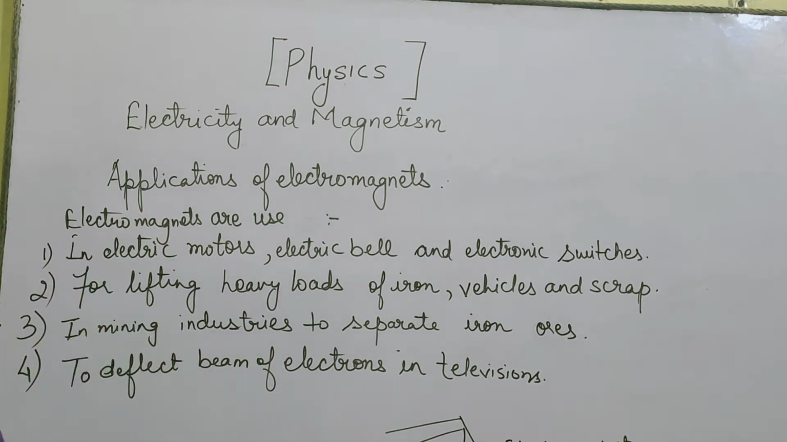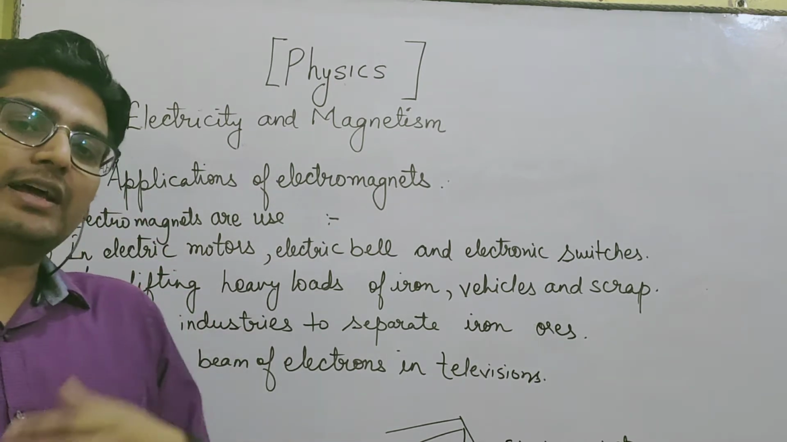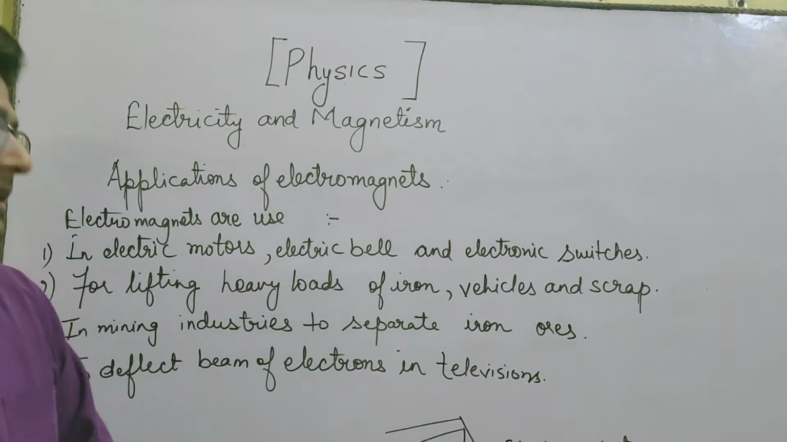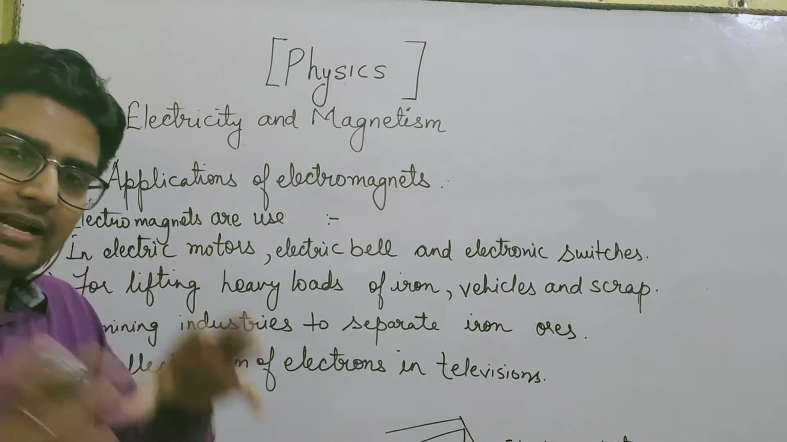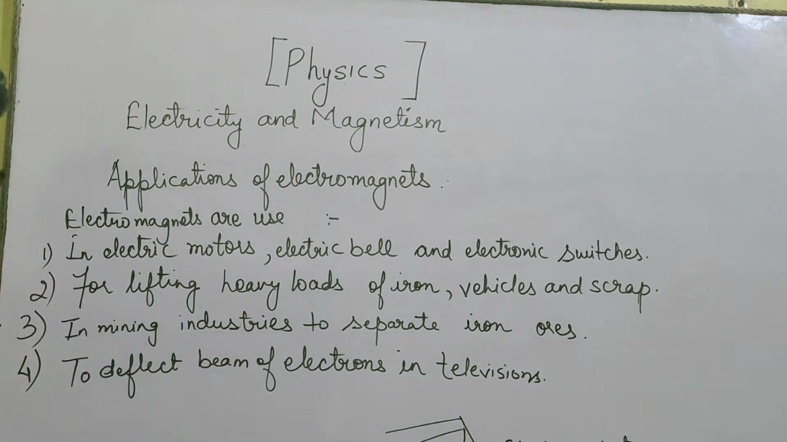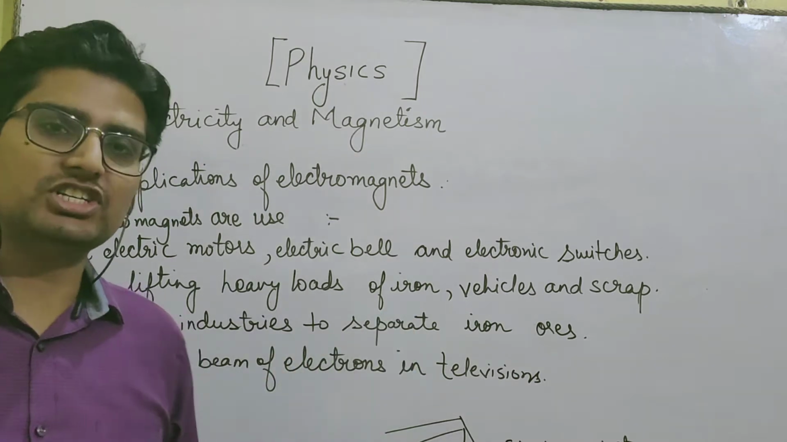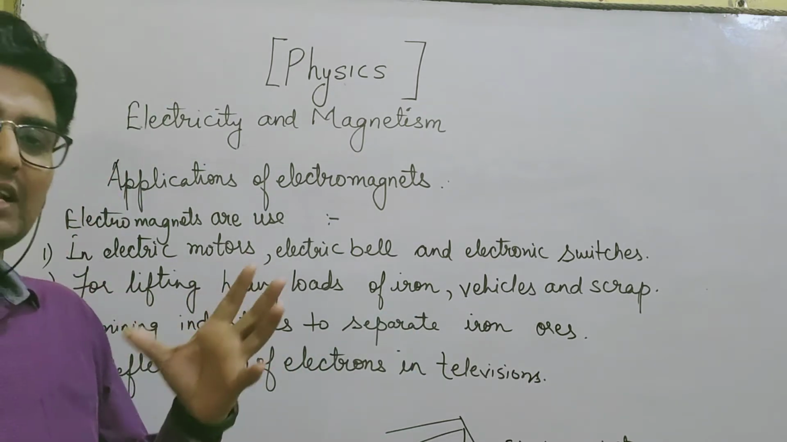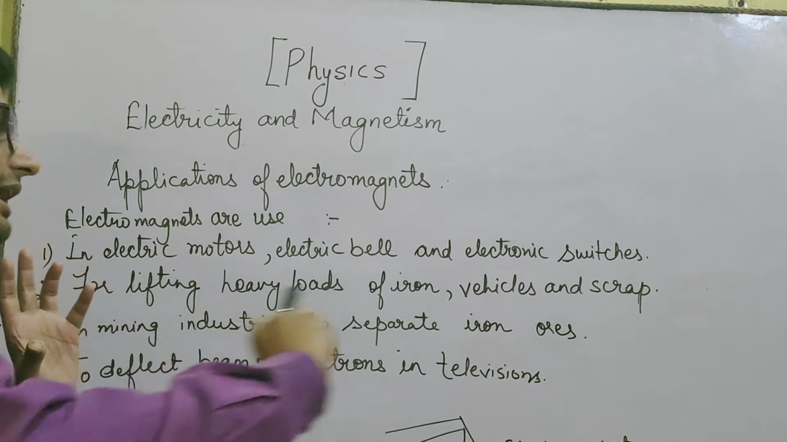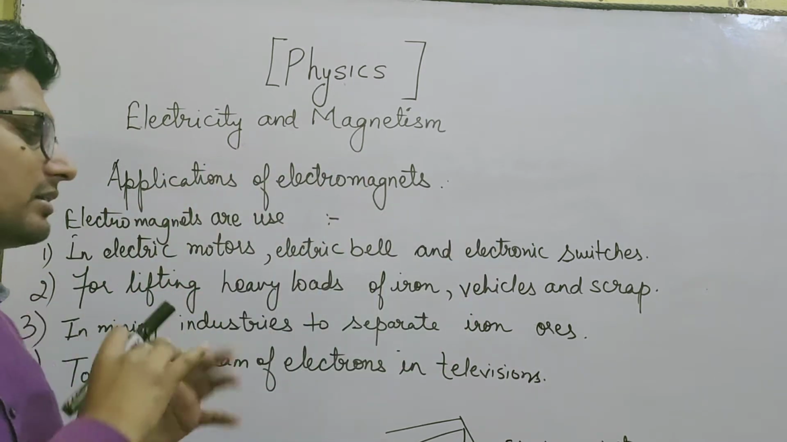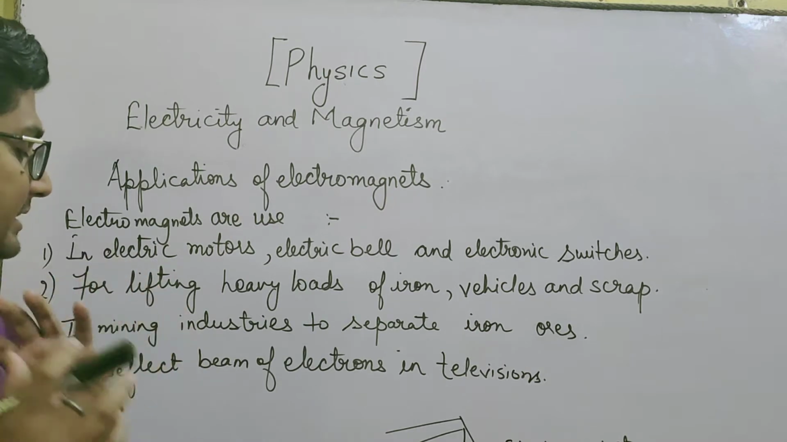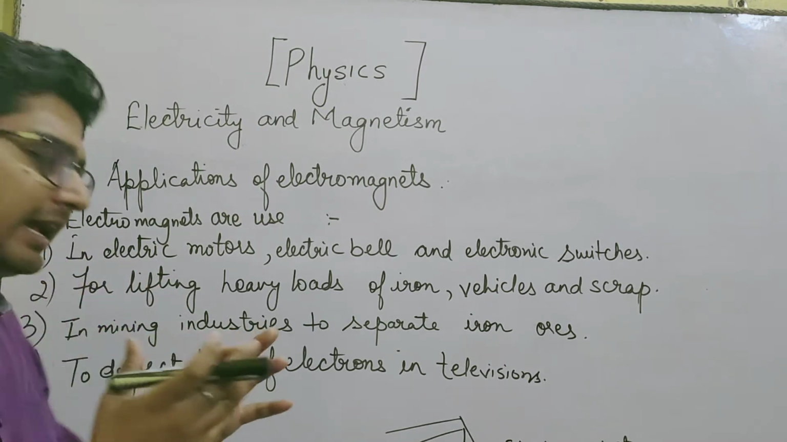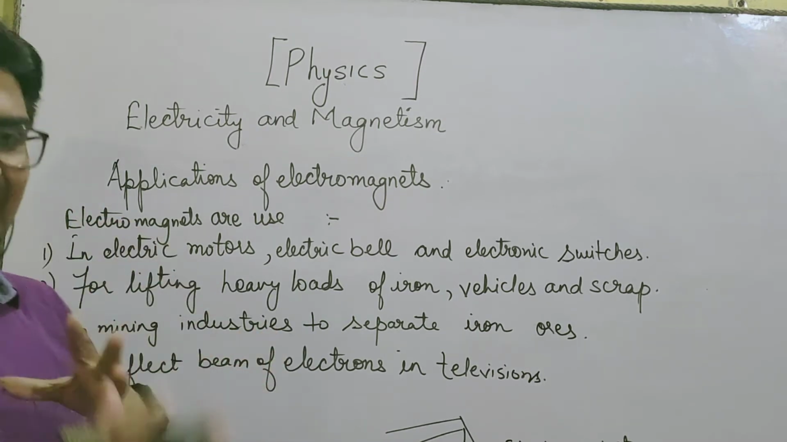Now in the mining industry also, mining industry means where mining of iron generally takes place, there also electromagnet is used to separate those iron ores from other materials. It is also used to deflect the beam of electrons in television. In CRT television, in old televisions, electrons are being thrown. Basically, you will learn in higher classes how that effect takes place. Whenever they want to deflect the electrons, they use electromagnets again.